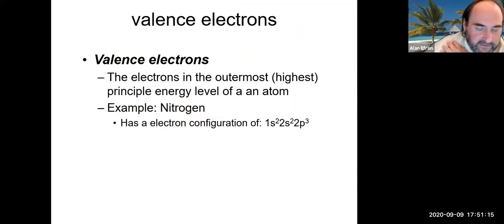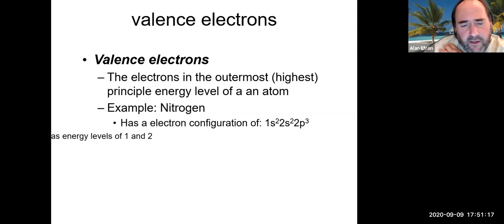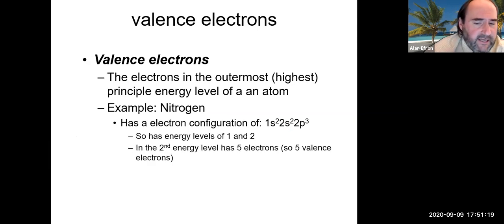So let's talk about valence electrons. Valence electrons are the highest energy electrons in an atom. And you could basically figure them out by writing the electron configuration, which is one way that you could do that. So for example, if we take nitrogen and write the electron configuration, what we do see is 1s2, 2s2, 2p3.